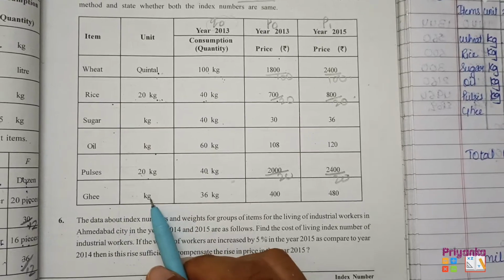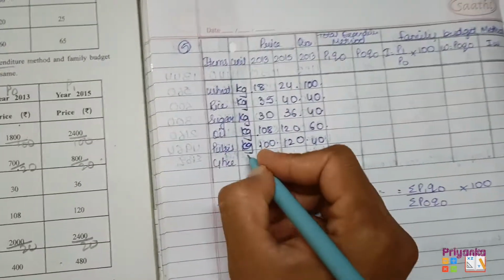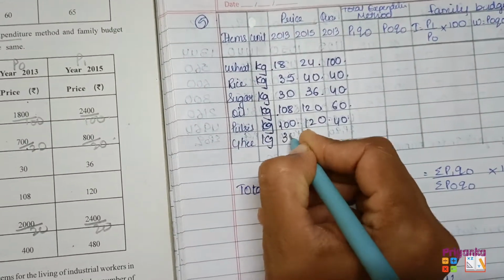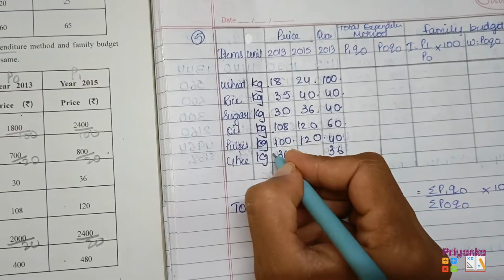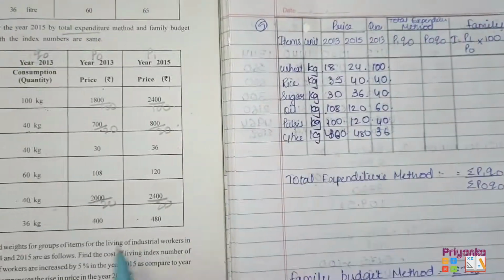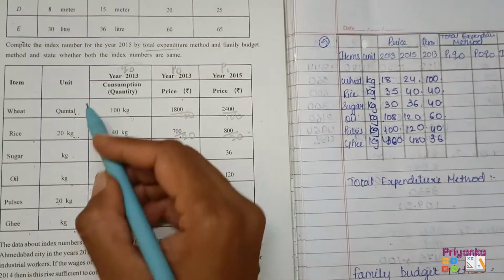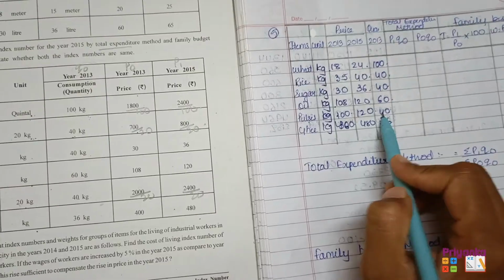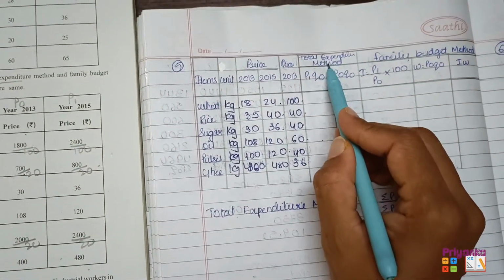Next, ghee, which is given in kg. So as it is, we can write down the information for the 1 kg. The quantity is 36 and the price is 400 and 480. The same I wrote because here the unit is given in kg. So all the information is written over here. After getting it ready, we'll get the calculation for the total expenditure method.